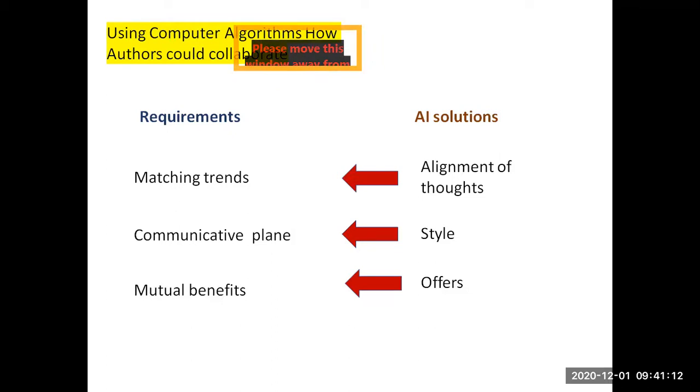The second point is on style. All of us communicate in English, but the style of communication of a Japanese person is different from the style a Spanish person communicates, which is different from the style a British person communicates, and so on. This style can be captured by AI, and using that, it can help us in style matching, and that can again help in fostering more collaborations.